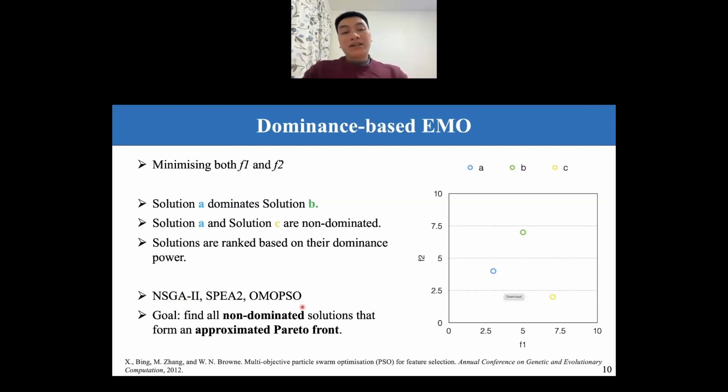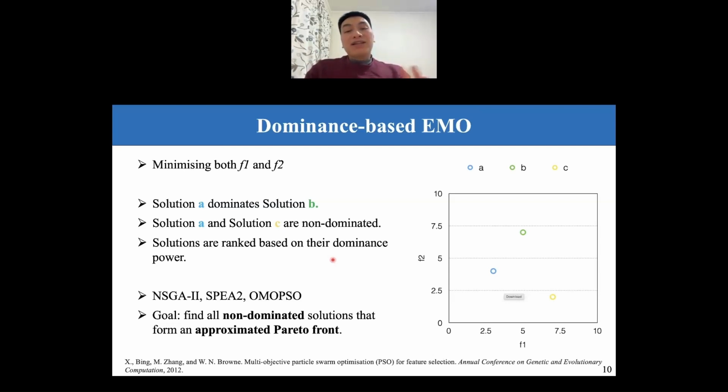The general idea here is that the candidate solutions can be ranked based on their dominating power. So the more solutions dominated by a candidate solution, the higher the rank, and then we rank the solutions based on that, and the better ones are going to be selected to join in the crossover and mutation to produce the next population. Okay, that is the general idea of domain-based EMO.